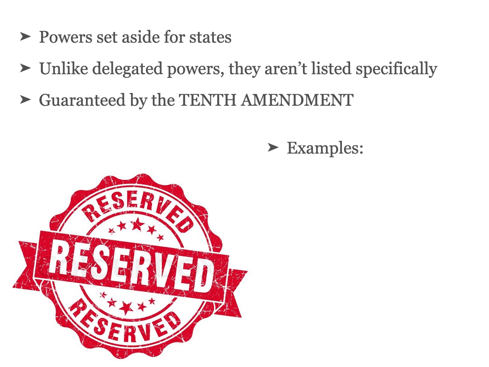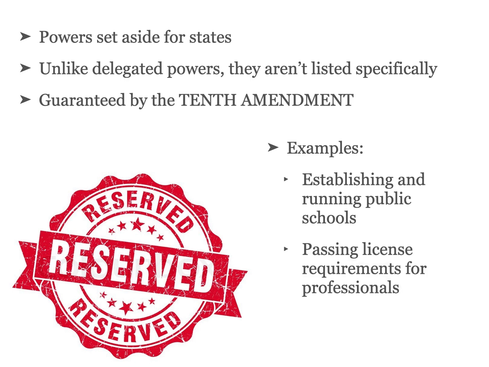Now, some examples of these: establishing and running public schools, passing the license requirements for professionals. Like, for example, there needs to be some sort of licensure for people that dispense medicine, pharmacists, because you don't want just anyone handling that. Otherwise, you could end up with some pretty bad interactions. So the state handles licensure. States license teachers. They license, most states, builders, because you don't want just anyone slapping together a house. That could end pretty badly. Regulating alcohol, that's another thing that falls under the states.